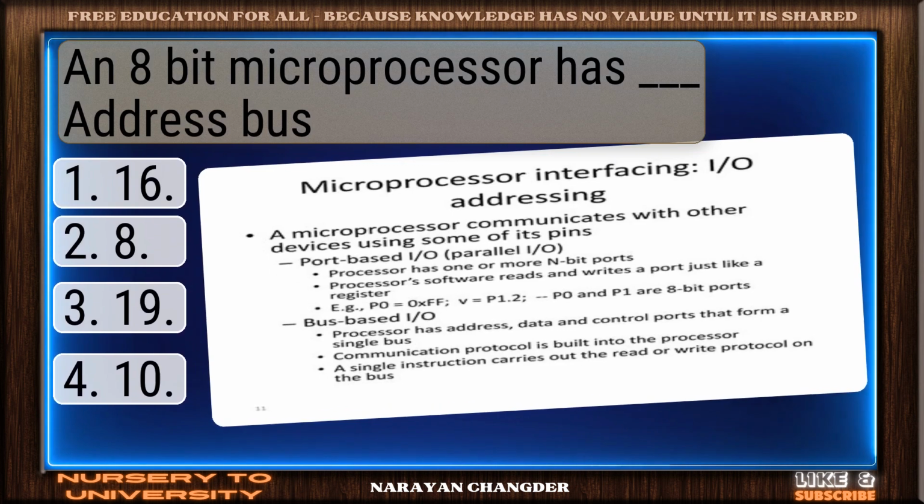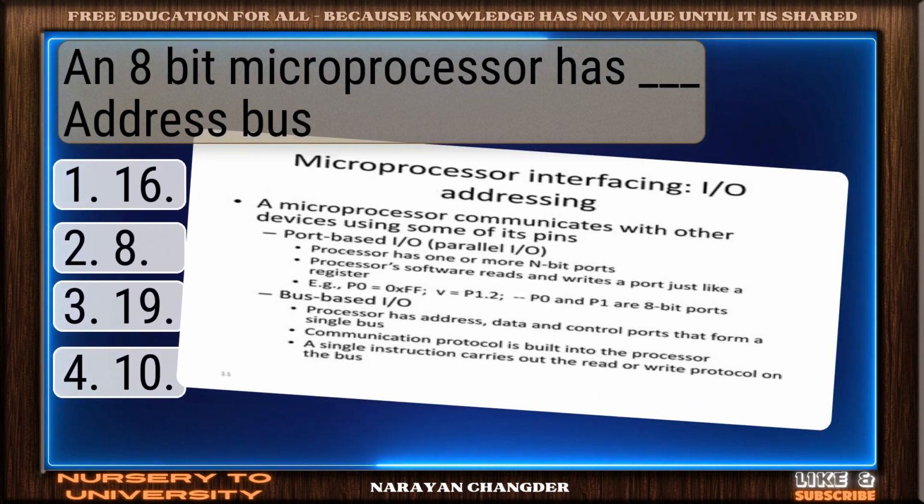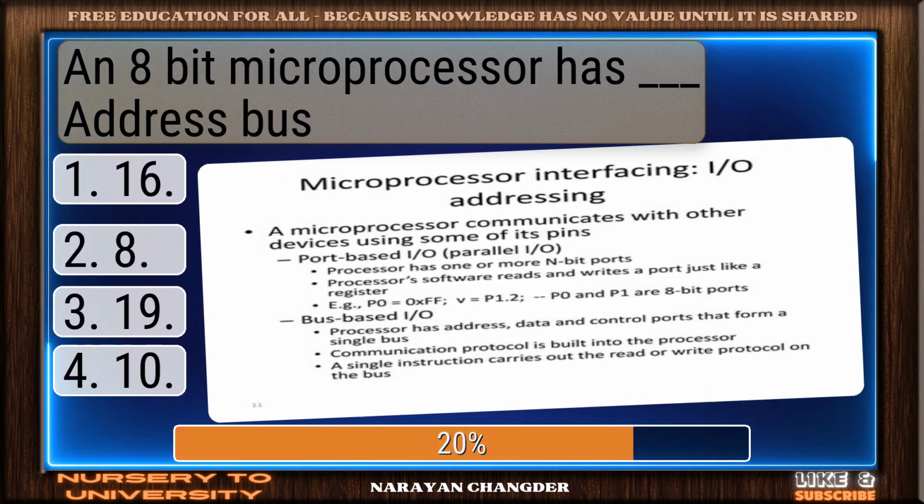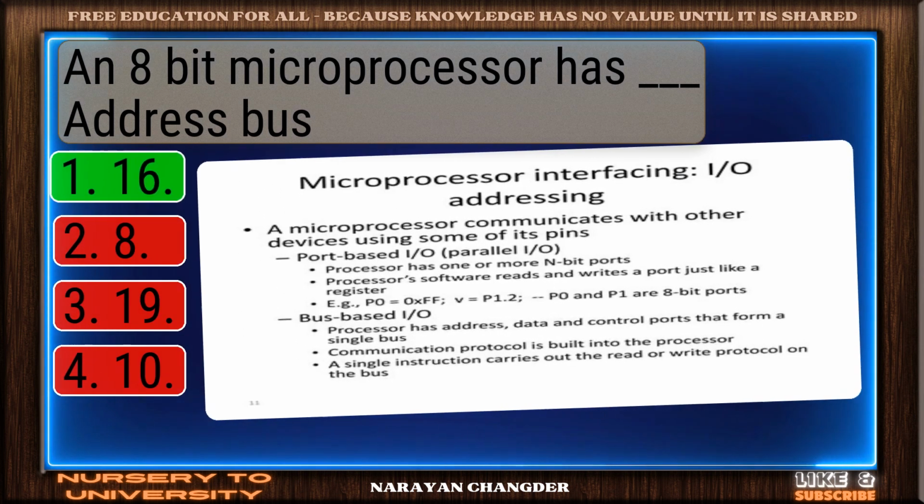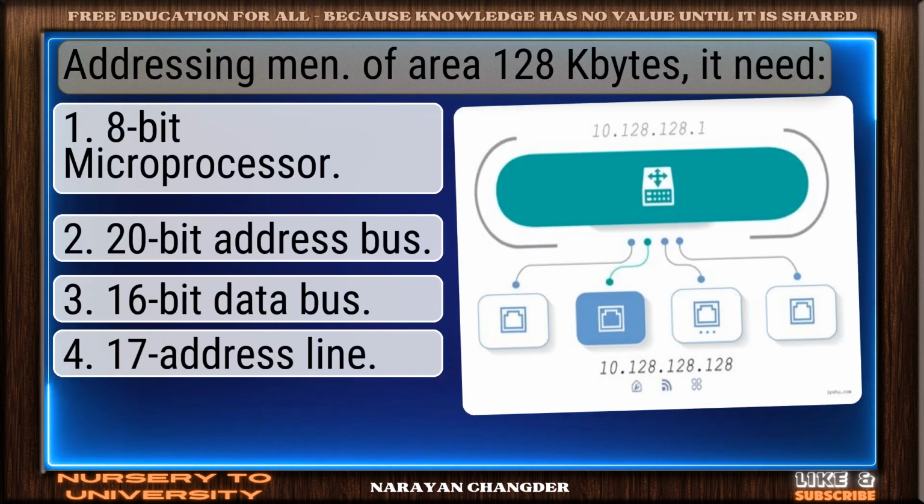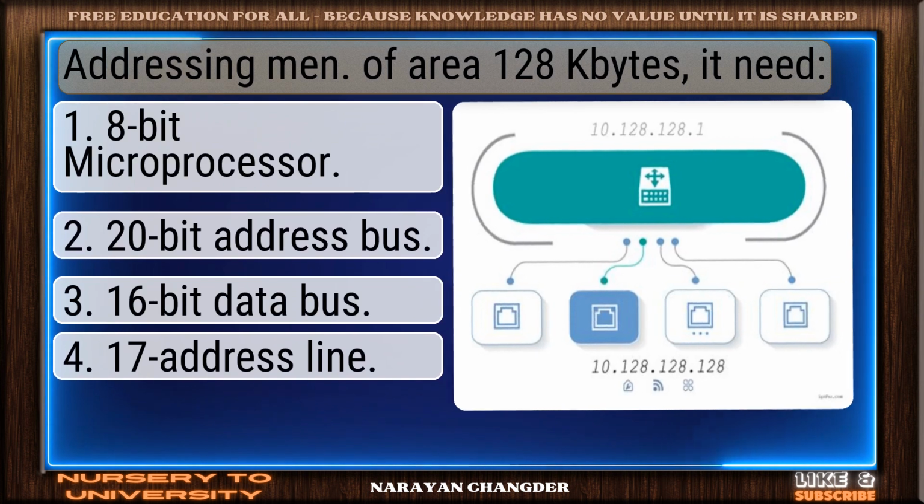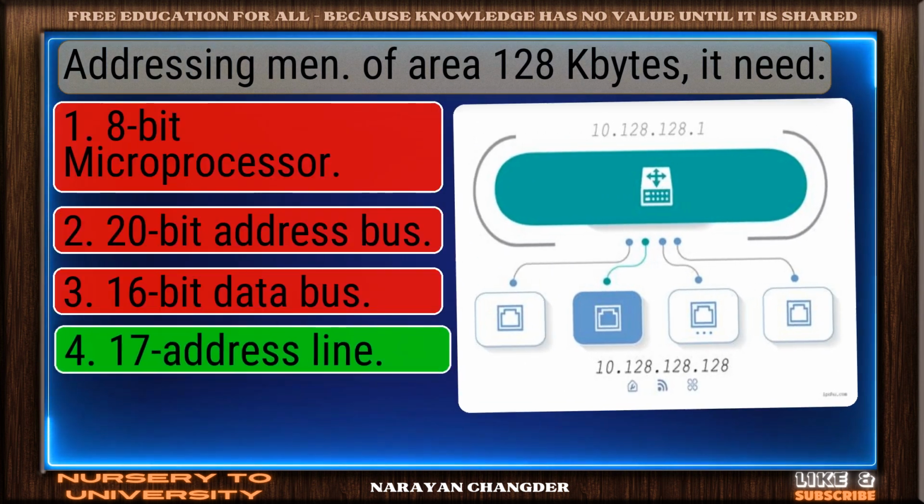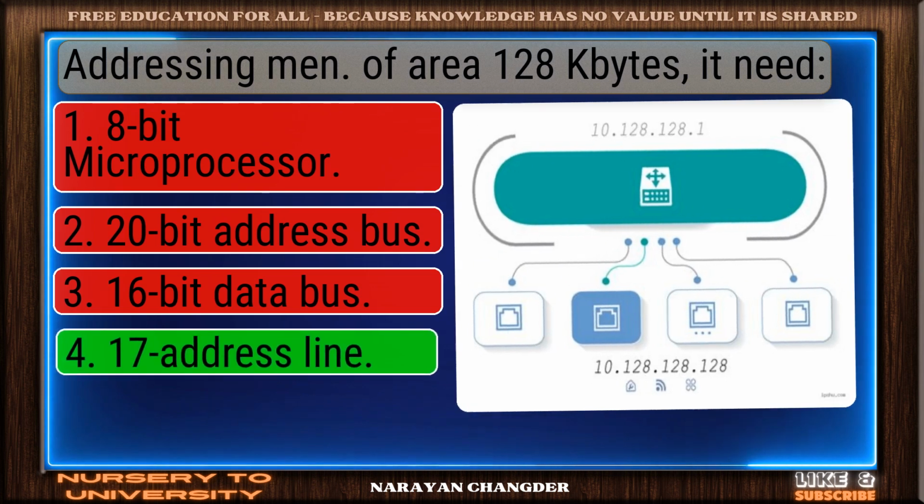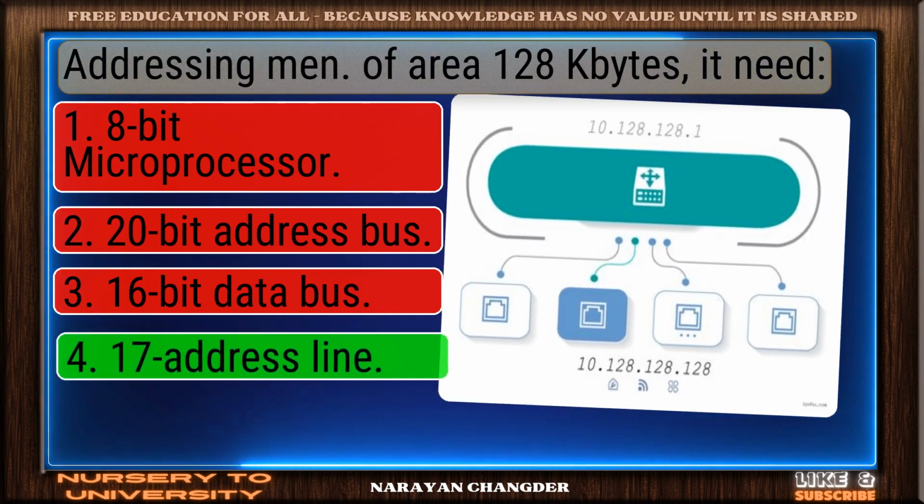Question number 19. An 8-bit microprocessor has dash address bus. Strong choice. 16 is the right answer. Question number 20. Addressing memory of area 128 KB it needs. You're right. 17 address lines is the correct answer.